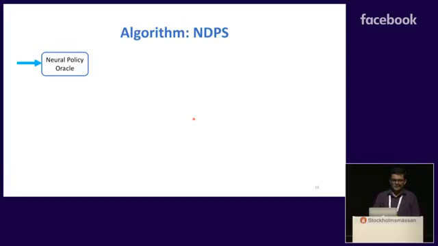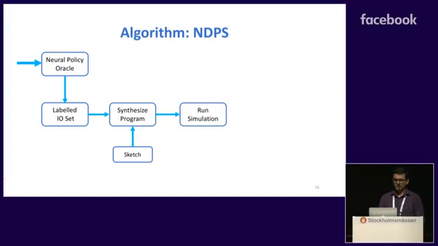Now we'll talk about the algorithm to synthesize programmatic policies. This algorithm is called Neurally Directed Program Search, or NDPS. At a high level, this is how the algorithm works. We start with a neural policy oracle. The neural policy oracle gives us a labeled input-output set, which we give to the program synthesizer along with a sketch. We run a simulation with the programmatic policy given by the synthesizer.